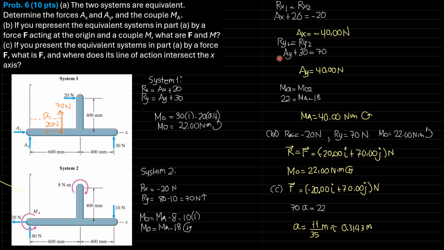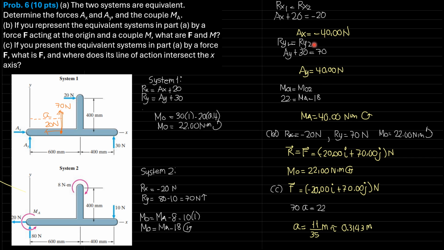So for equivalent systems, they have the same resultant, so they have the same x component of the resultant. Rx in system 1 equals Rx in system 2. In system 1, Ax plus 20 is Rx, and in system 2, negative 20. Solving for Ax is negative 40 newton. That's the answer for Ax.